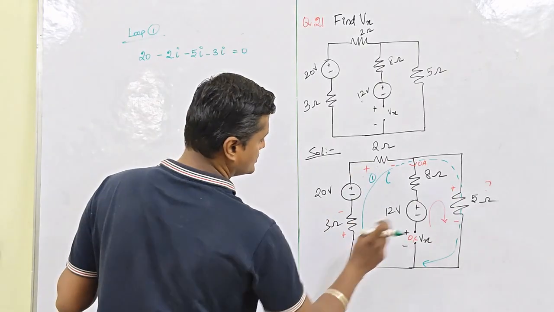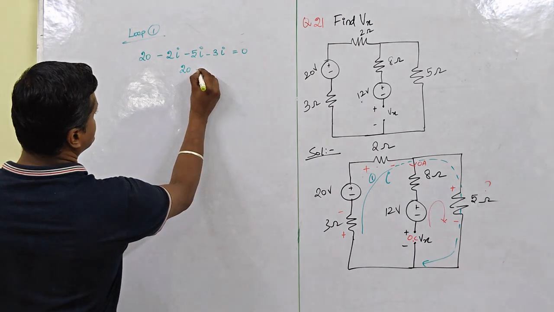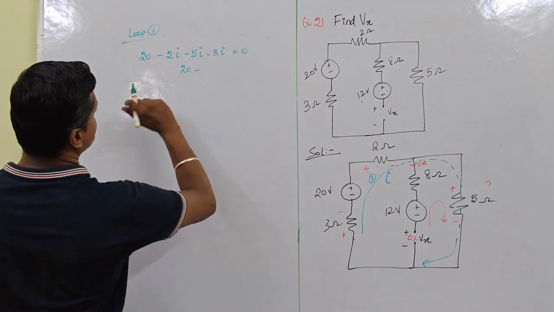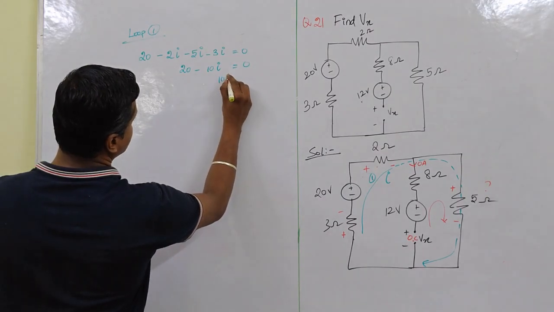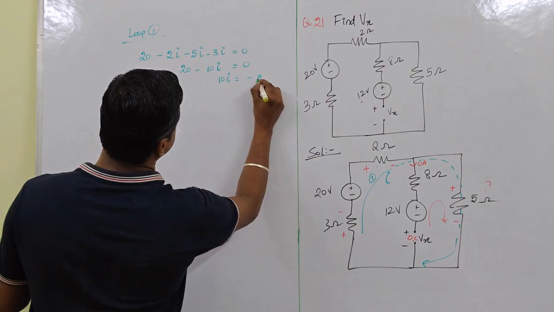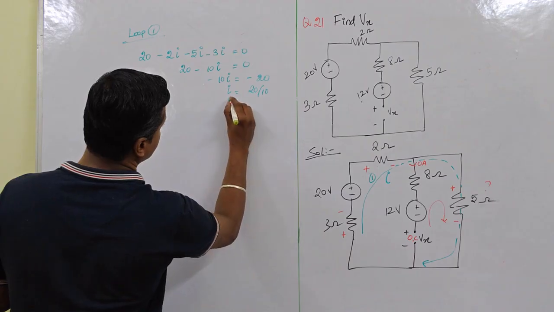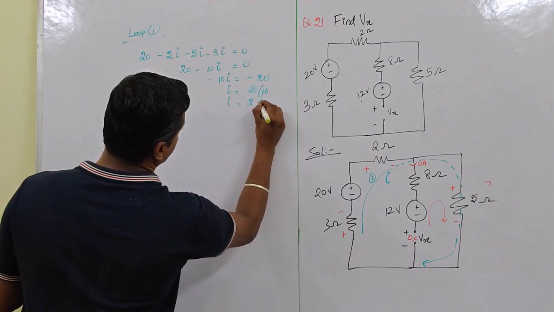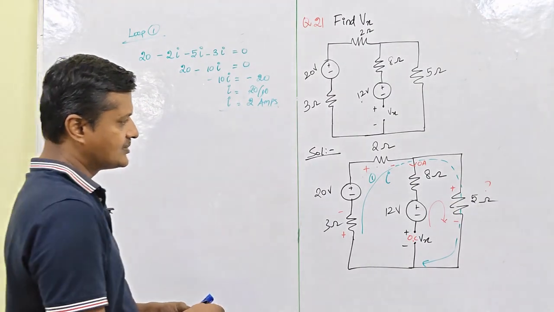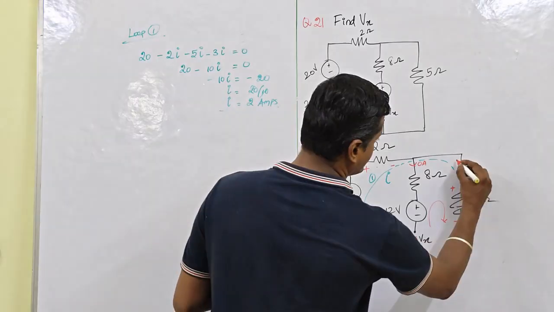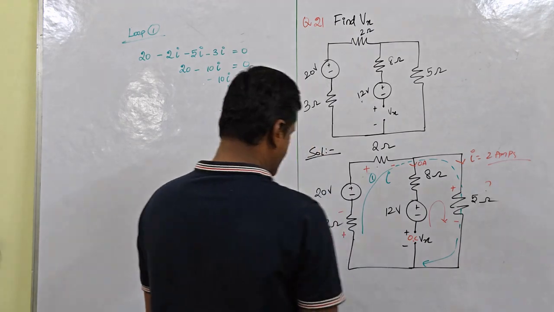Second resistance is 1, 2, 3 and one source. So 20. So what is the value? 20 minus 5 plus 3 is 8, plus 10I, that is equal to 0. So 10I is equal to minus 20, and I is equal to 20 divided by 10. What is the value of I? I equals 2 amps. Right? So we have found I. What is the value of the current going through this? I is equal to 2 amps.